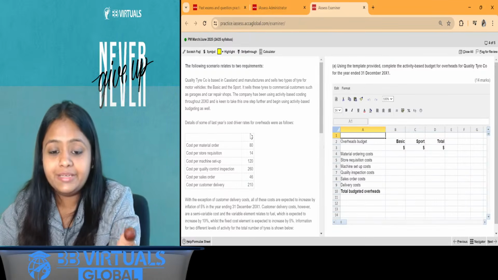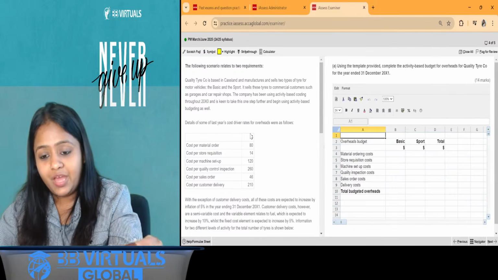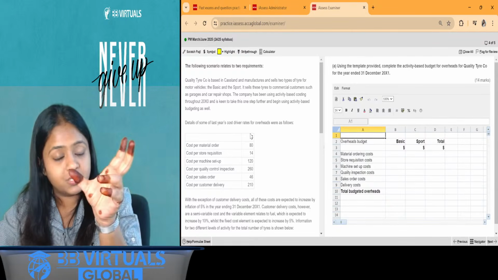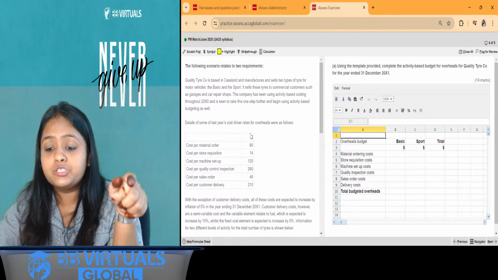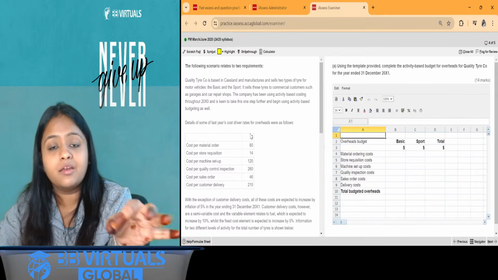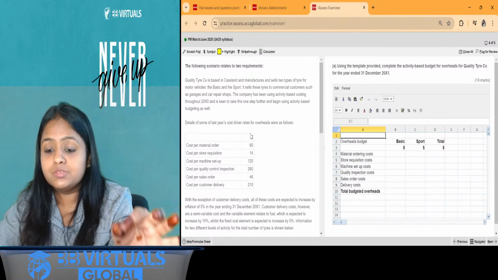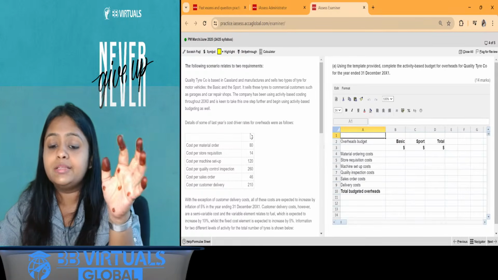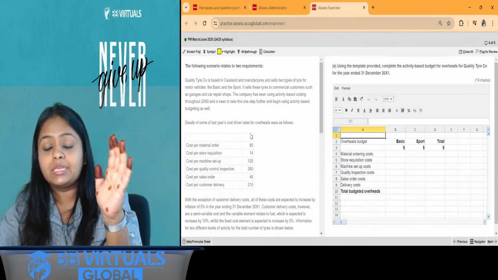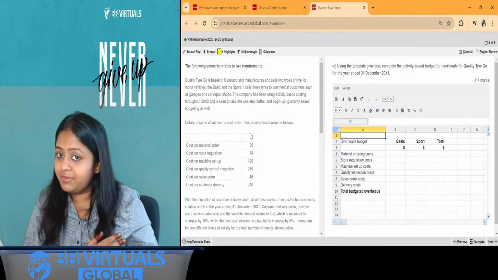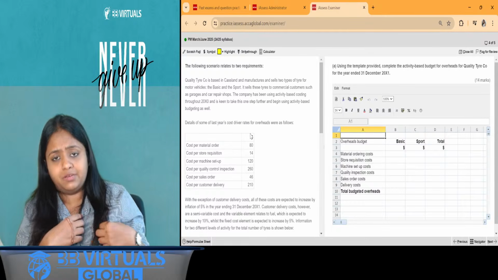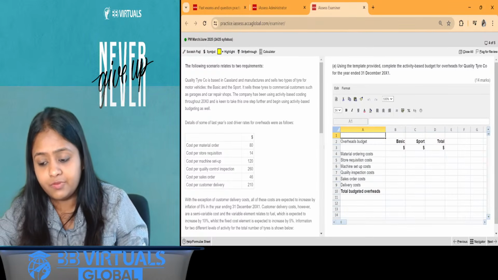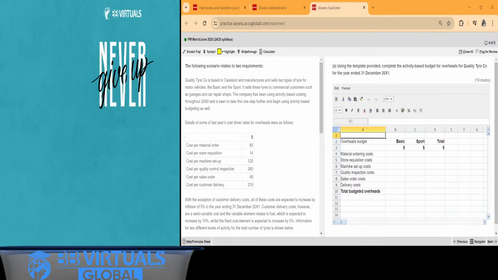Okay. Now, Quality Tire Company is based in Castland and manufactures and sells two types of tires for motor vehicles, the basic and the sport. These are the two categories. It sells these tires to commercial customers such as garages and car repair shops. The company has been using activity based costing throughout 20x0 and is keen to take this one step further and begin using activity based budgeting. So, although it has activity based costing, it's easier for them to apply activity based budgeting, right? Because everything is already there. So they really don't have to trouble. It is all available with them. Okay, now let's read further.